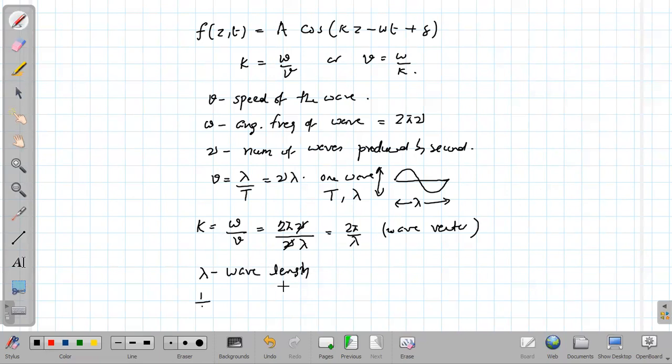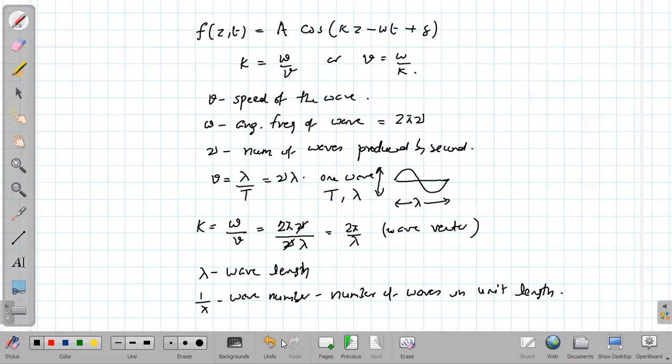And what is 1 by lambda? 1 by lambda is called wave number. It is the number of waves in unit length. Okay, so we have discussed almost everything.